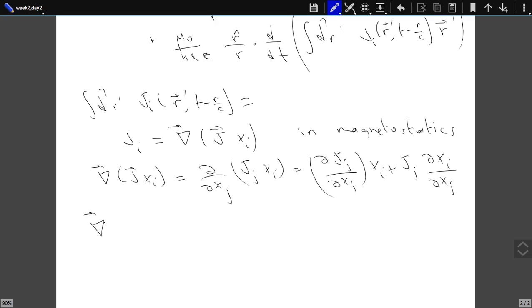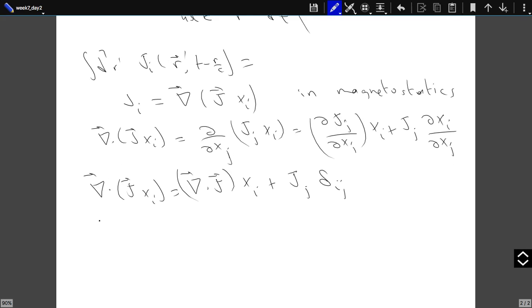So the divergence of j x_i was equal to the divergence of j times x_i plus j times Kronecker delta ij. Divergence of j x_i is equal to the divergence of j times x_i plus j_i.